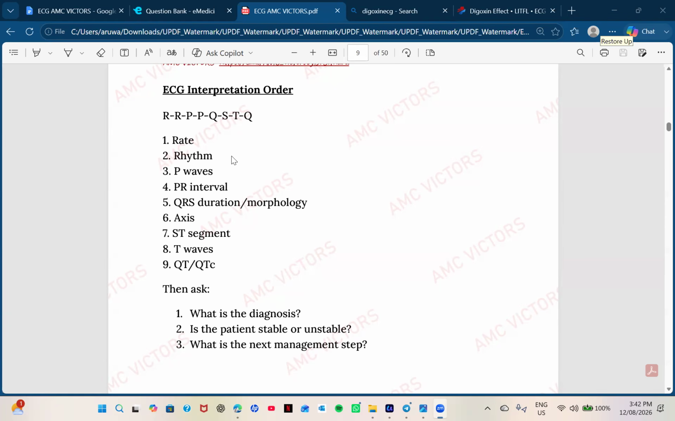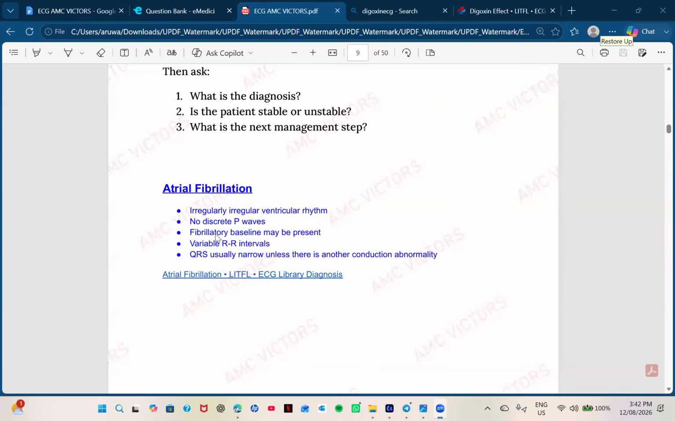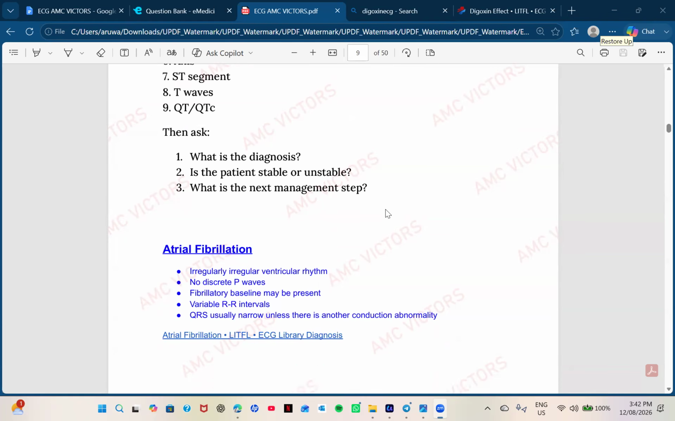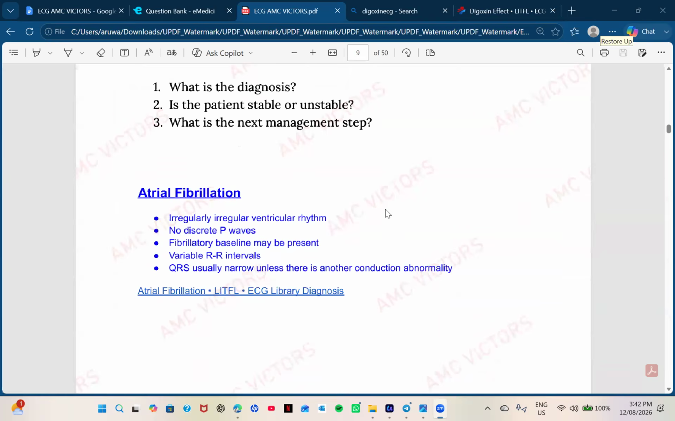Usually this is the usual way: the rate, rhythm, P wave, PR interval, QRS duration, the axis, ST segment, T wave and QT. Those things we are doing. Then we check what the diagnosis is, whether the patient is unstable or stable, right? What is the next management step? That's the way we should usually go. So we'll start with different pathologies, right?